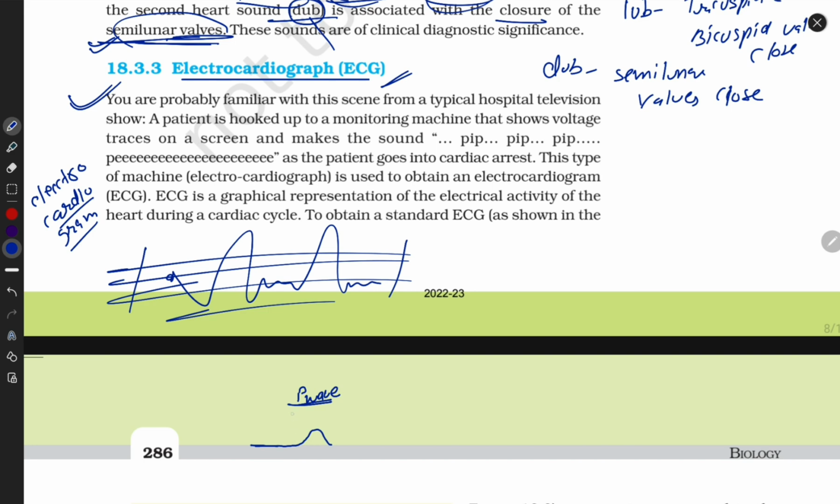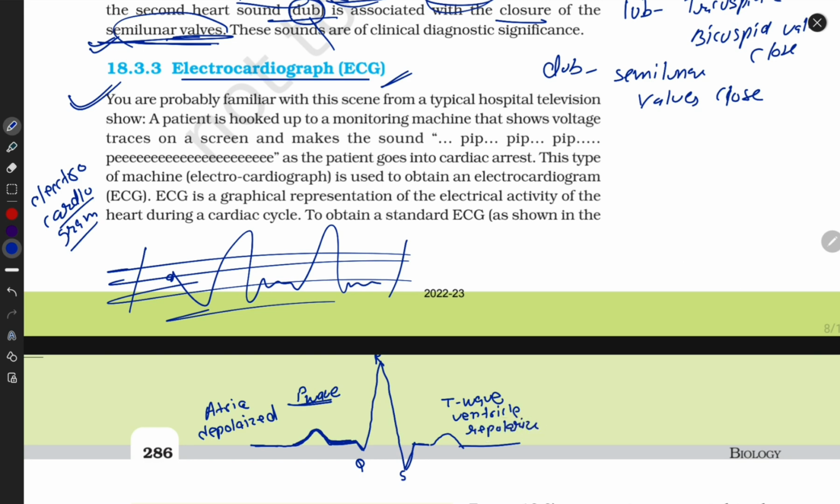When the P wave is occurring, the atria are depolarized. This is the P wave. And now this is the interval, and this is the low, and then up. What is this? This is the QRS, and this is the T wave. The T wave indicates ventricle repolarization.